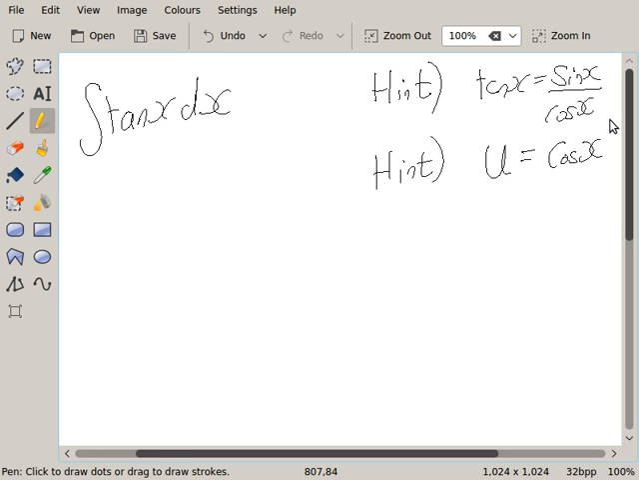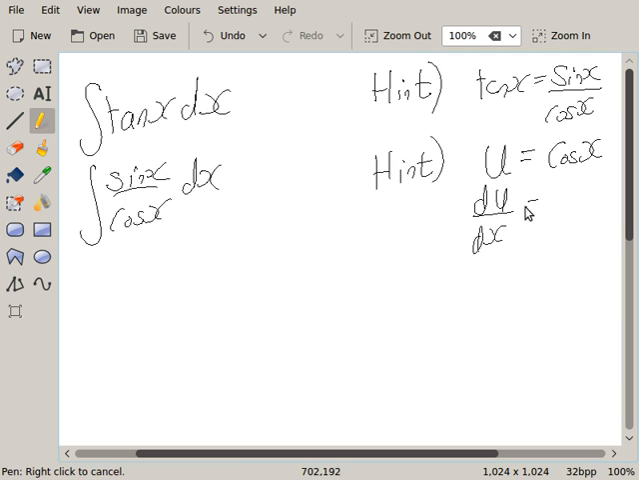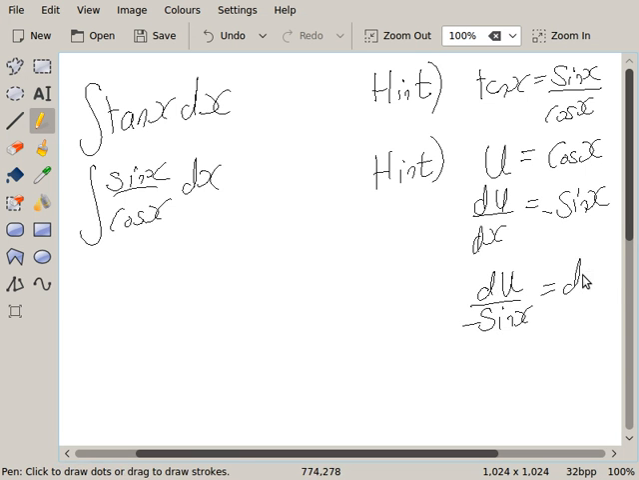One over cos x. Yeah? What's cos x? What's cos x? Minus sin. Let's have a look. So, this becomes sin x over cos x dx. And this becomes du dx equals minus sin x. So, du over minus sin x equals dx.